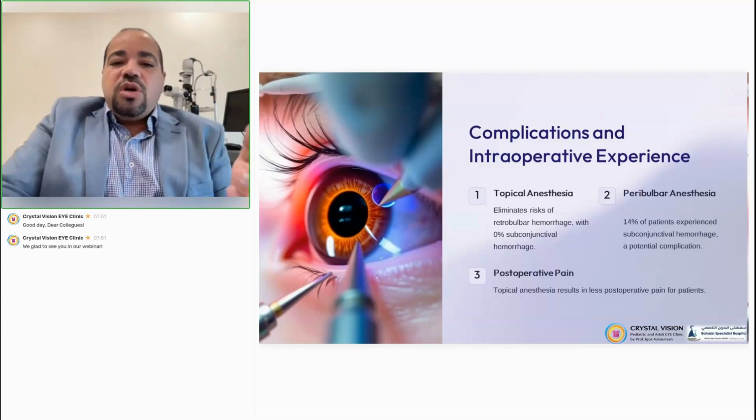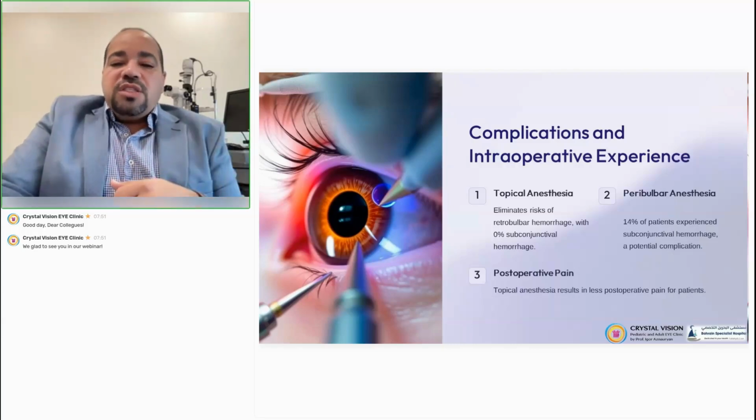As we know, 14% of the cases with local anesthesia have subconjunctival hemorrhage. This is the simplest complication we get from peribulbar and local anesthesia. Also, there are major complications like perforation of the eye or injury of any muscle or the optic disc, which are also complications that we need to avoid.